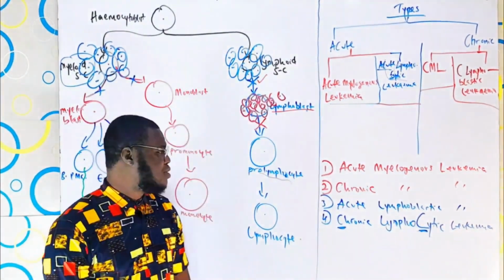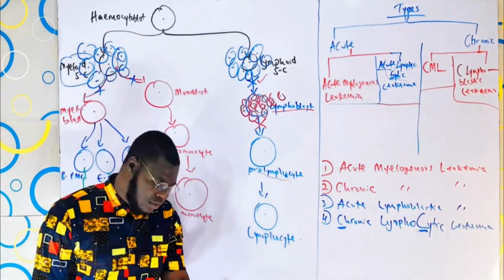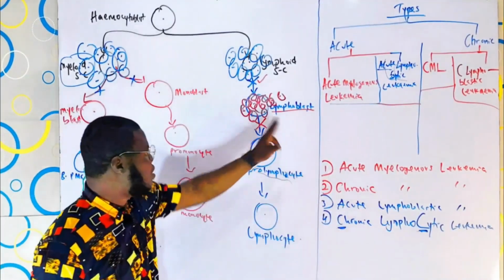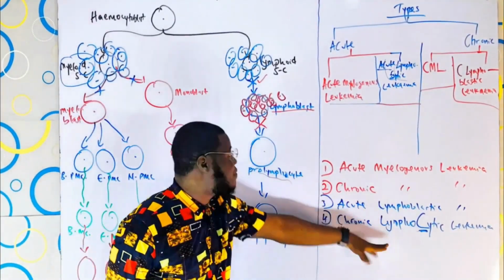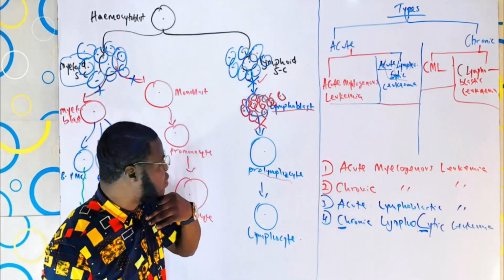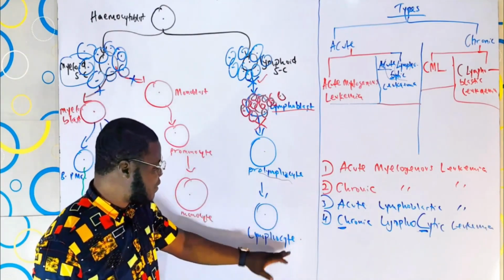Now the point is, we understand myelogenous affects the what? The myeloid stem cell. Good. We understand that lymphoblastic affects the what? The lymphoblast. We understand the lymphocytic affects the what? The lymphocyte mainly. So, excuse me guys, one issue right here. Yeah, the lymphocytic affects the lymphocyte.